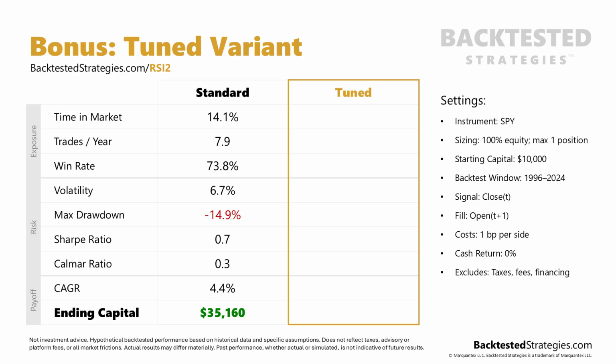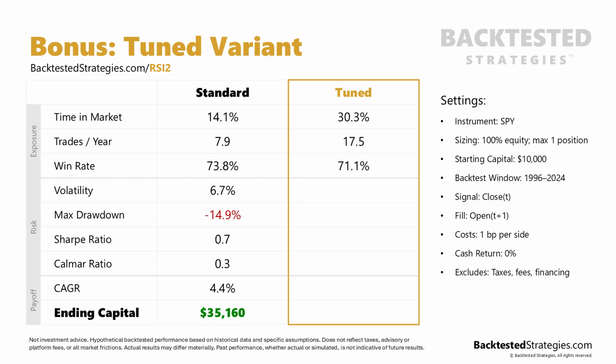We'll go section by section using the same grouping as the scorecard. Section 1, Exposure. For the standard version, time in the market is 14.1%, with 7.9 trades per year and a 73.8% win rate. In the tuned version, time in the market rises to 30.3% with 17.5 trades per year and a 71.1% win rate. So the tuned version participates more and trades more frequently with a modestly lower win rate.